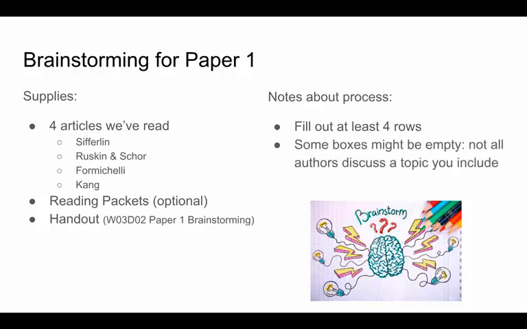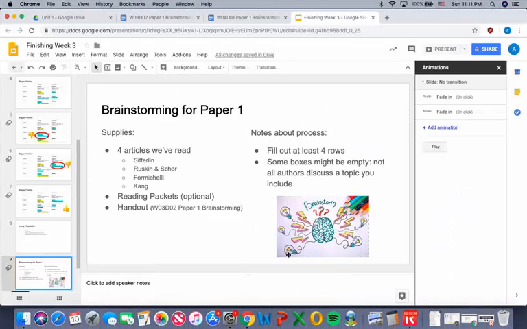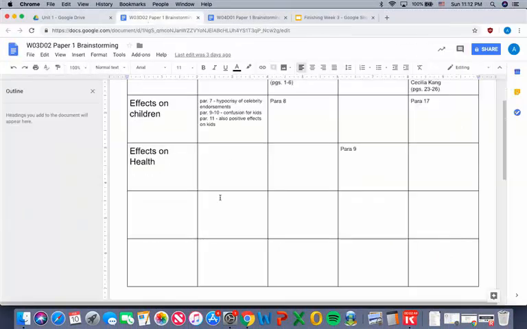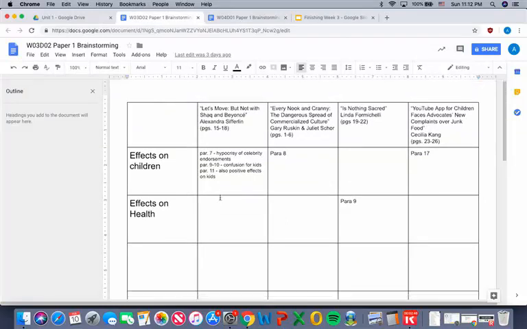Another note is that some boxes might be empty. Not all authors discuss a topic you include. If these 2 things I've just mentioned about the process don't quite make sense, that's okay. I'm going to show you what I'm talking about, refer to the actual handout, and come back to these. So let's go ahead and I'm going to get the paper. This is the paper that you're going to need.